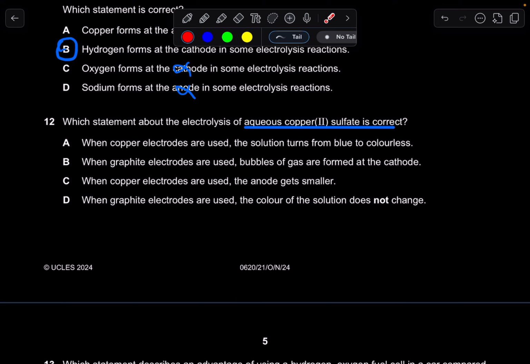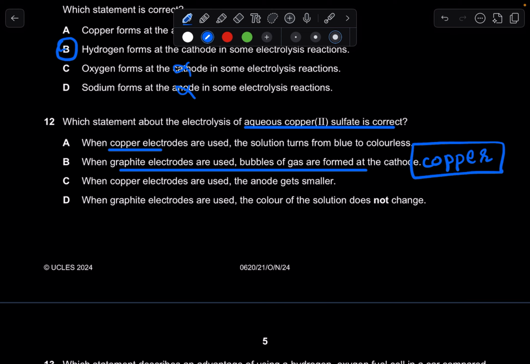Basically, bubbles of gas are not going to form. When you're using graphite, at the cathode, what are you going to form? You're going to form copper. So you're not forming hydrogen, so no bubbles of gas. Again, you're forming copper because copper is less reactive than hydrogen.